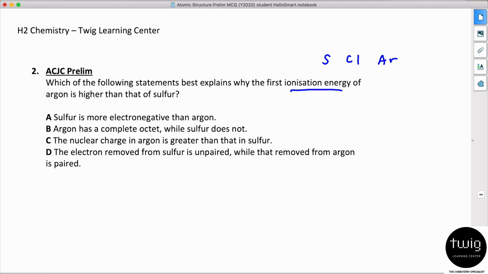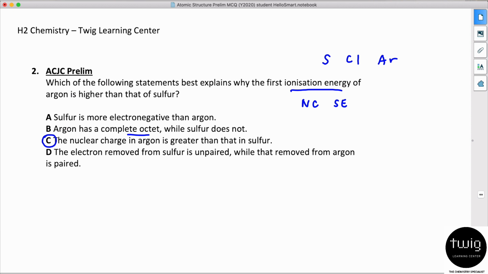So when you look at IE, you have to look at nuclear charge and shielding effect. Nuclear charge and shielding effect actually help to explain IE. So the answer for this question is actually C. Some of you might be thinking, argon has a complete octet while sulfur does not. Having a complete octet is just an observation. Normally those noble gases have a complete octet, which means they are quite stable, but that doesn't explain why the first IE is higher. So the first IE must still be explained based on nuclear charge and shielding effect.